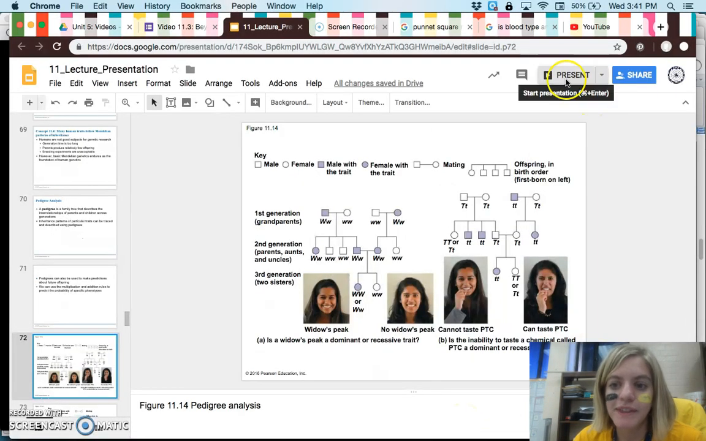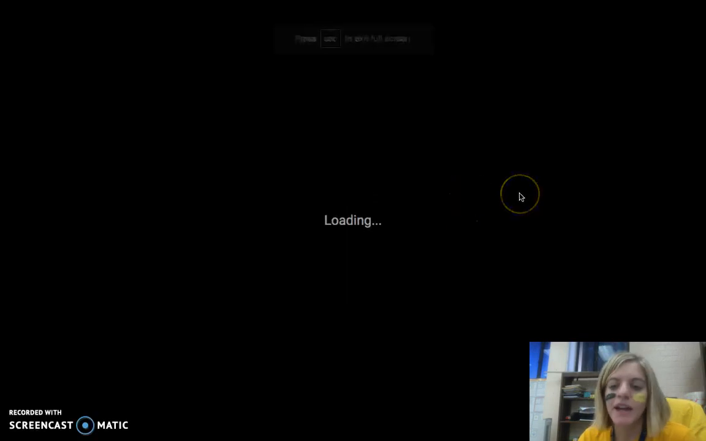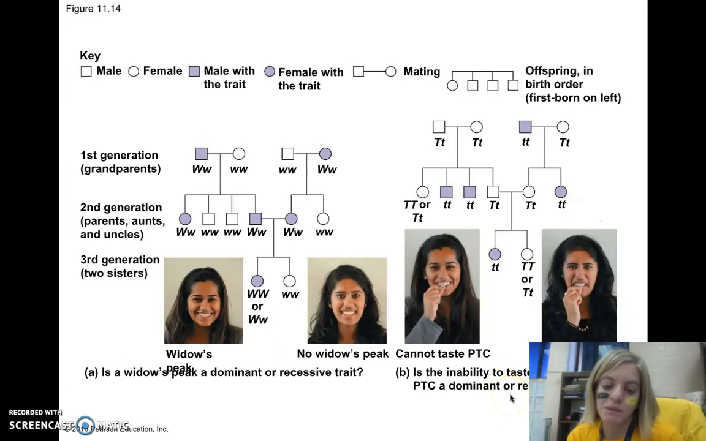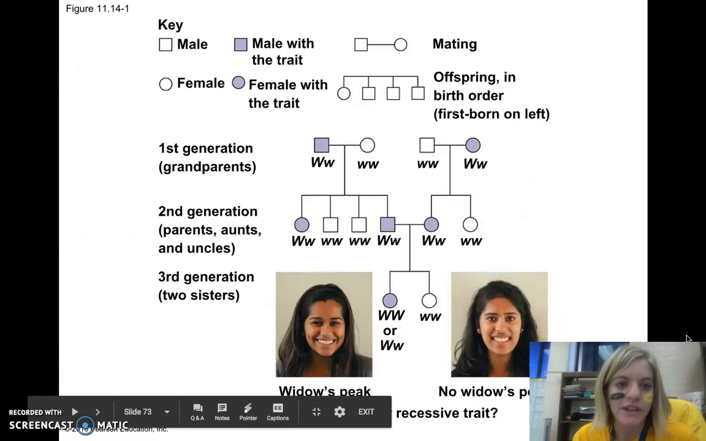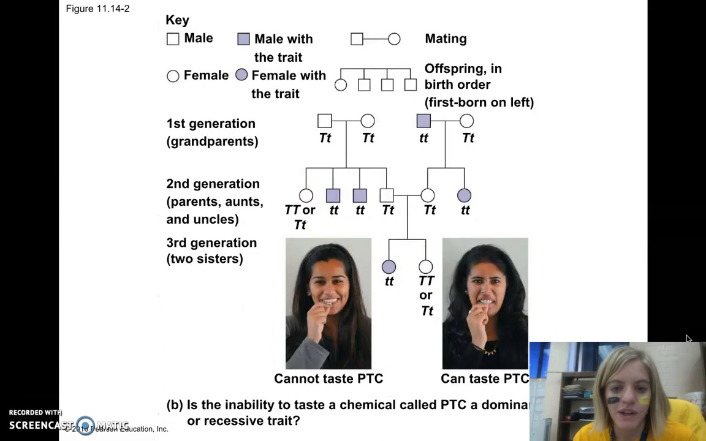If you take a look at this pedigree over on this right side, this pedigree is testing the inability to taste PTC. So the inability to taste PTC is the trait being examined. So if you see it colored in, that means they're not able to taste it. And hopefully you're able to now follow this pedigree and read it. This is the widow's peak pedigree a little bit closer. And this is the inability to taste PTC pedigree a little bit closer.